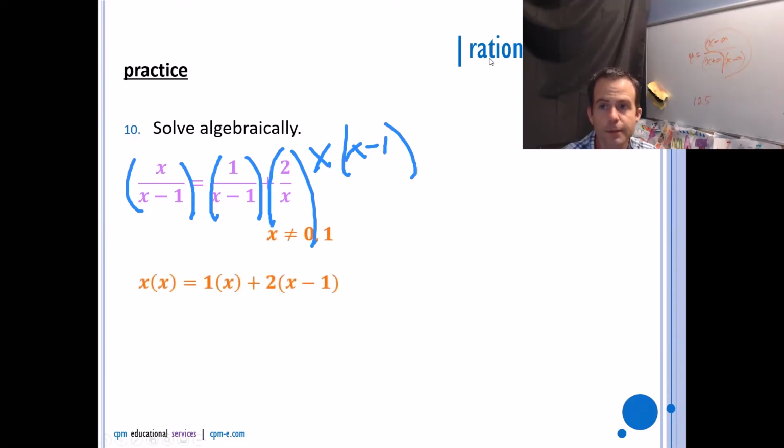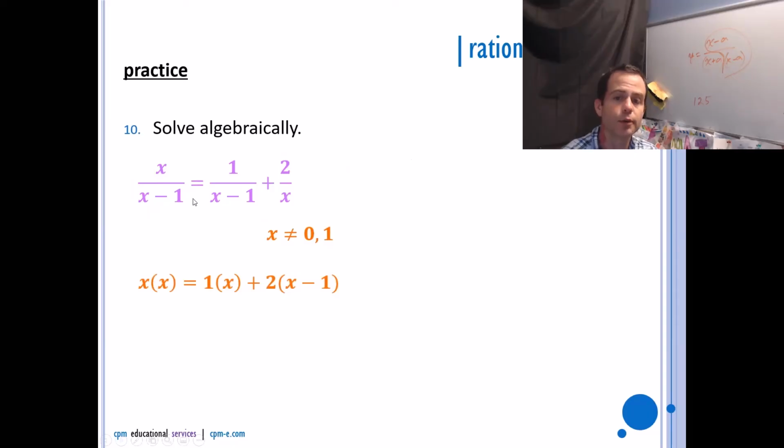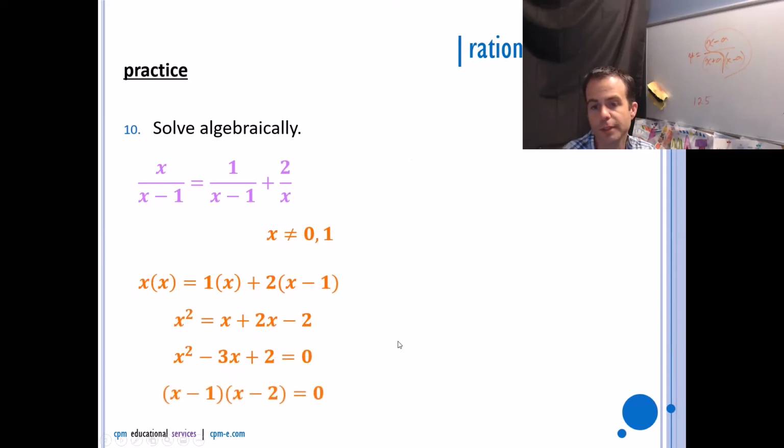Okay, NPVs are that x can't be 0 and x can't be 1. I always want to state my NPVs because at the end, I need to check my answers and make sure they're not NPVs. Okay, so now I'm looking at x squared equals x plus 2x minus 2. Bring everything over to one side so I can factor it. I'm looking at x minus 1 and x minus 2, which means x equals 1 and 2, but x can't equal 1. So you got to cross that guy out and then just conclude that x equals 2.